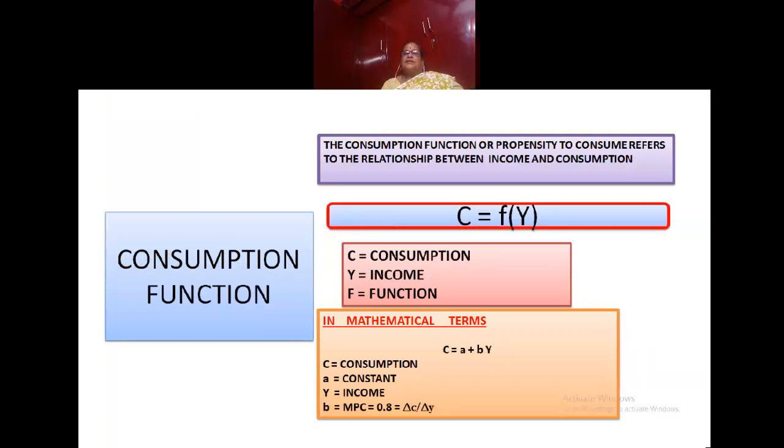The consumption function or the propensity to consume refers to the relationship between income and consumption. I made it short: C is equal to F of Y, the same which has been explained in the previous slide. I am bringing in mathematical terms: C is equal to A plus B into Y, where C is equal to consumption, A is equal to constant, Y is equal to income, and B is equal to MPC, say 0.8, which is equal to delta C by delta Y. We'll be seeing all these in detail one by one.